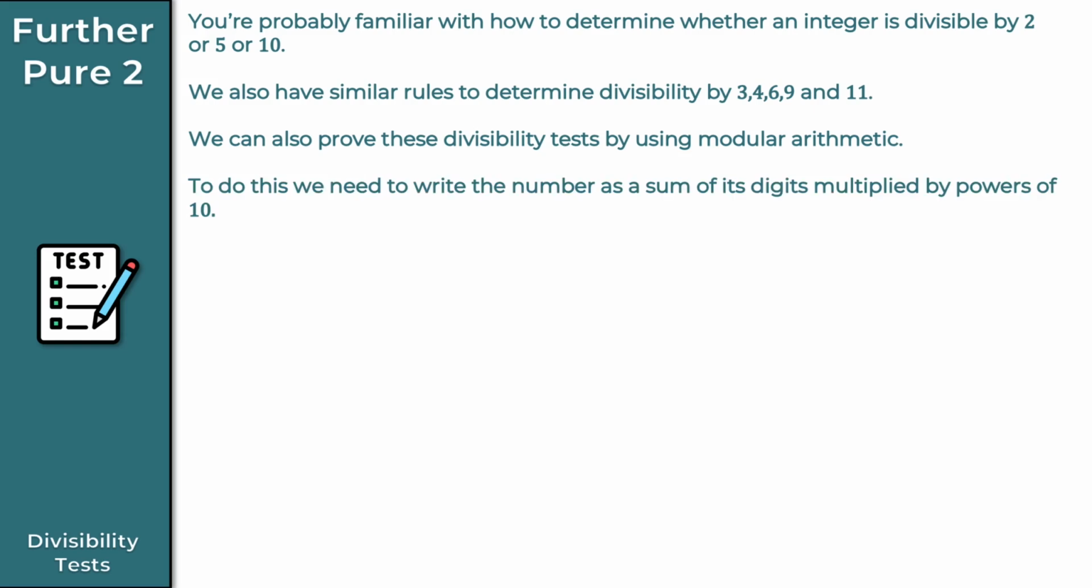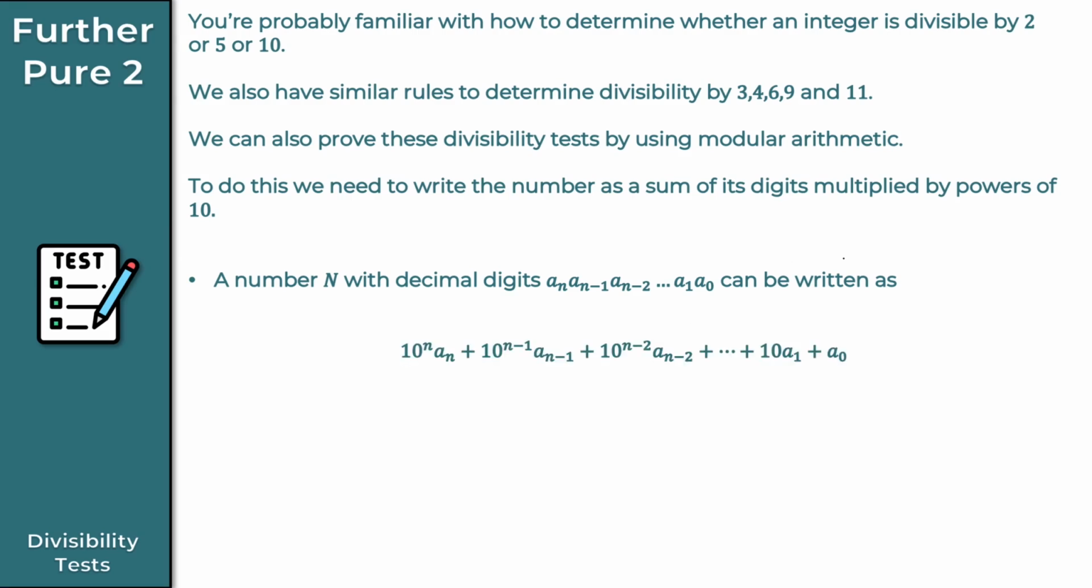To do this, we need to write the number as a sum of its digits multiplied by powers of 10. So a number n with decimal digits a_n, a_(n-1), and so on, can be written as follows. We get 10^n times a_n, plus 10^(n-1) times a_(n-1), plus 10^(n-2) times a_(n-2), plus so on and so on, all the way up to 10 times a_1 plus a_0.